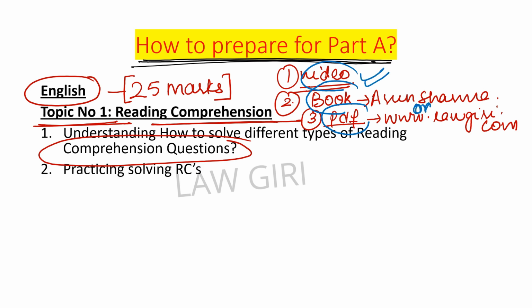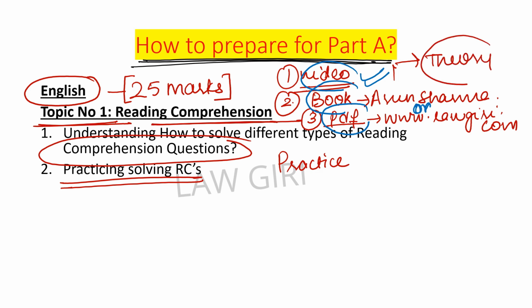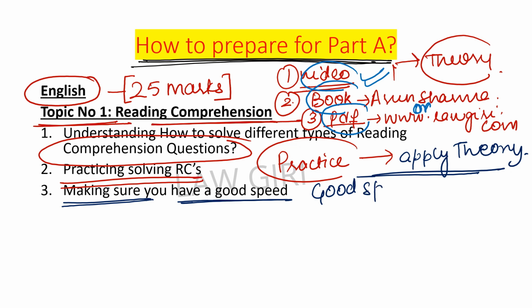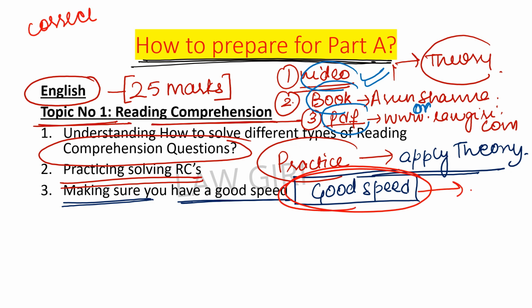Okay, the next thing is practicing solving RCs. Now you need to practice. Obviously here you will be understanding the theory. Here you will practice so that you learn how to apply theory, right? So this is equally important. Practicing is equally important. Clear? And try to make sure you have a good speed. Good speed is also important, right? Because towards the end, when the exam is coming closer, this is what is very important: correct answers, that is accuracy, plus speed is what is very important, right?